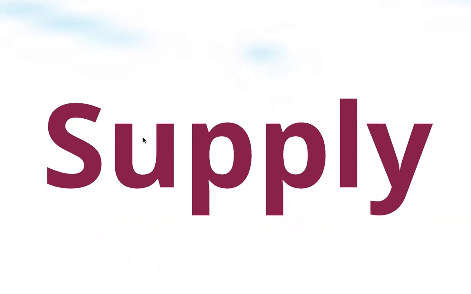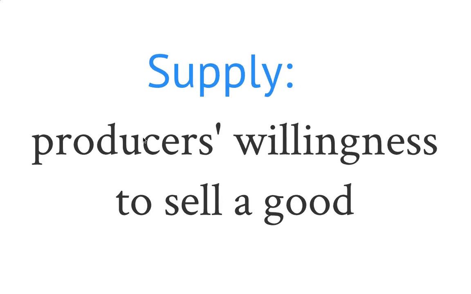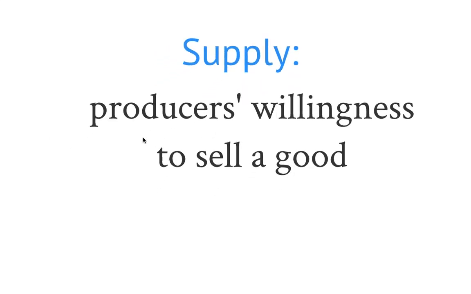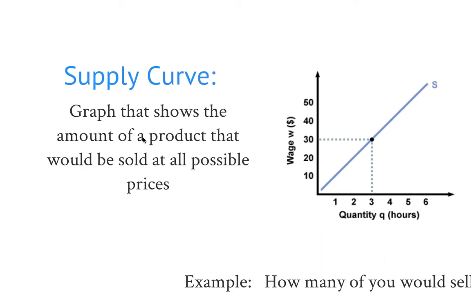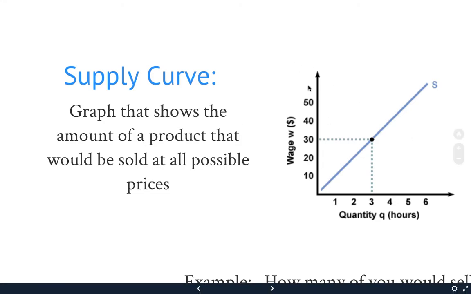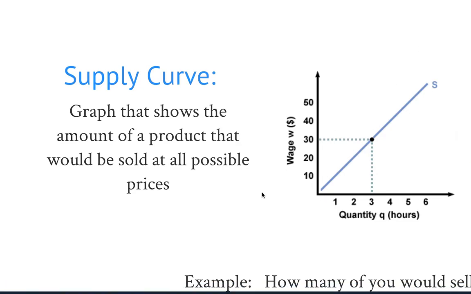Alright, so let's move over to supply. Now guys, y'all have to understand, for supply, it does not matter what you think as a consumer. It's what you would sell a good for. So you have to take this from a seller's point of view, not from a consumer's point of view. So the supply curve is going to go up and down. Remember, demand curve is going down, and so the supply curve is going up. It is the graph that shows the amount of a product that will be sold at all possible prices.